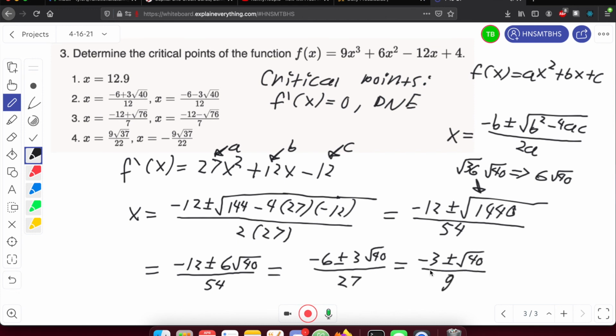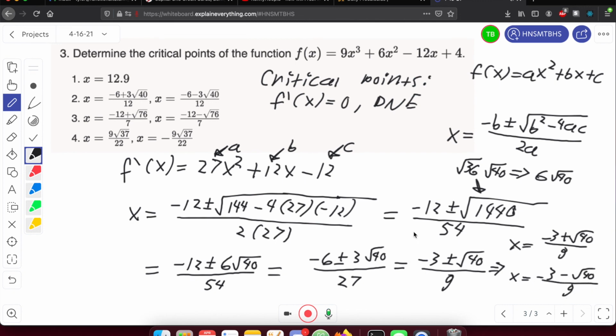And so these are our two expressions. Basically, this implies that x is equal to negative 3 plus square root 40 over 9, and also x is equal to negative 3 minus square root 40 over 9.